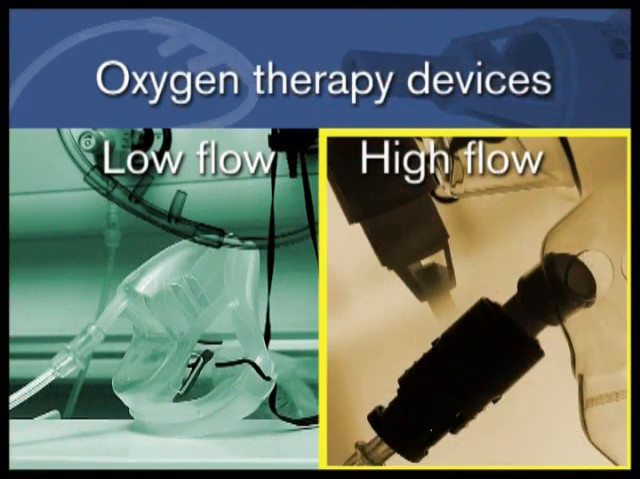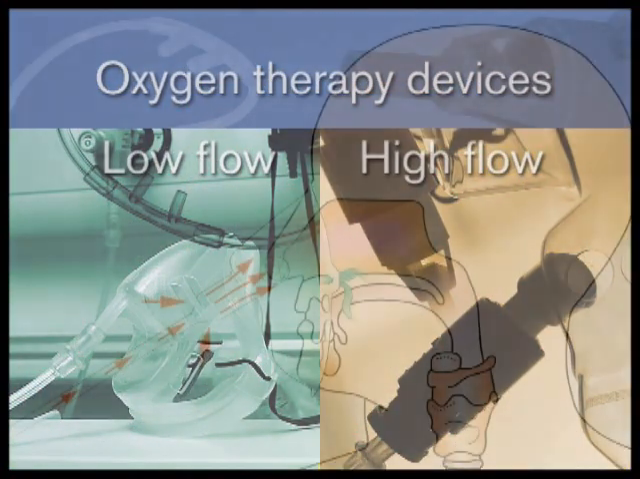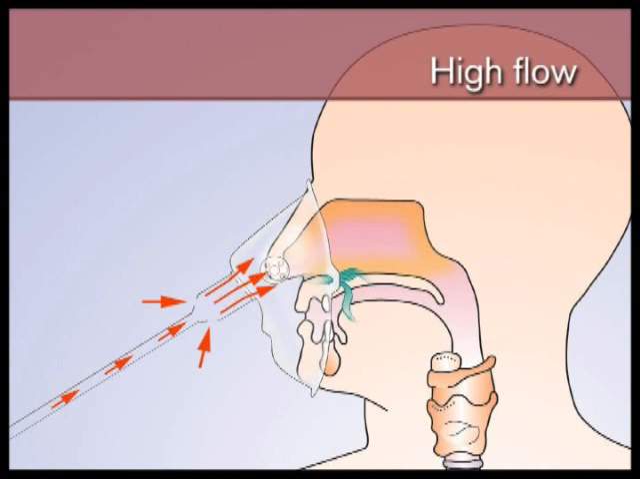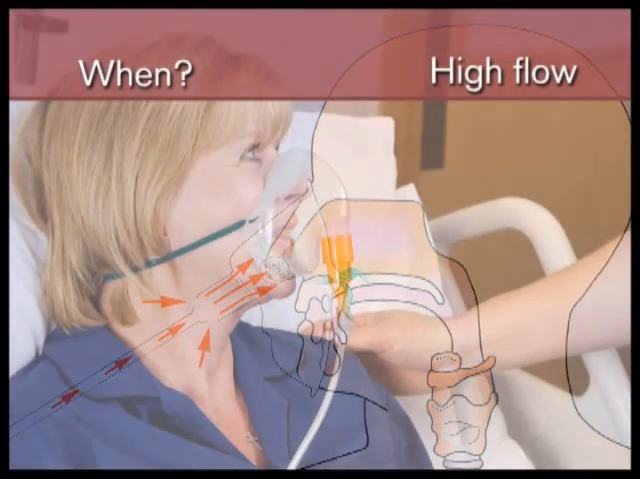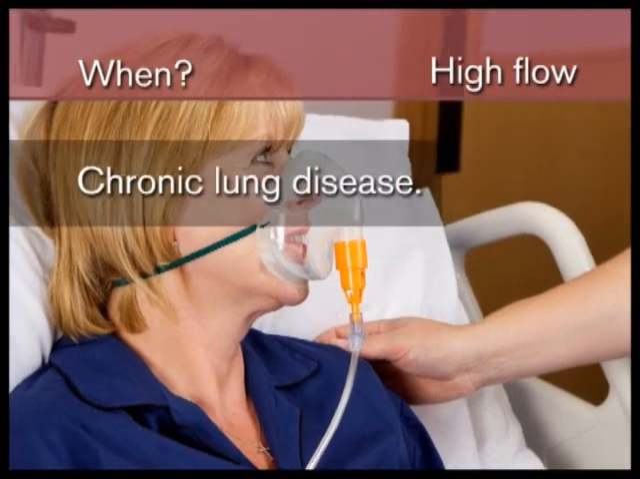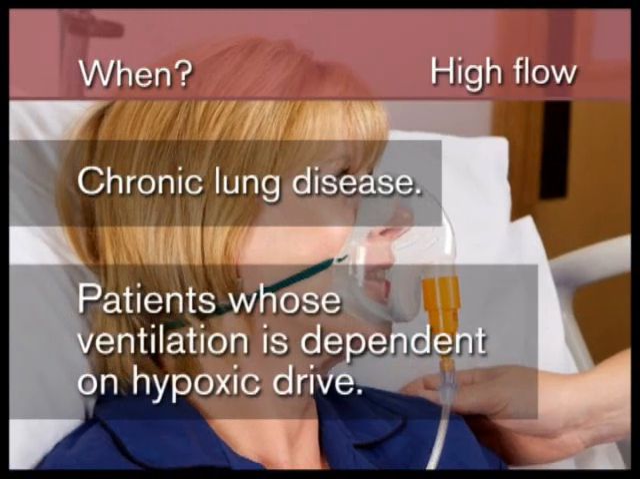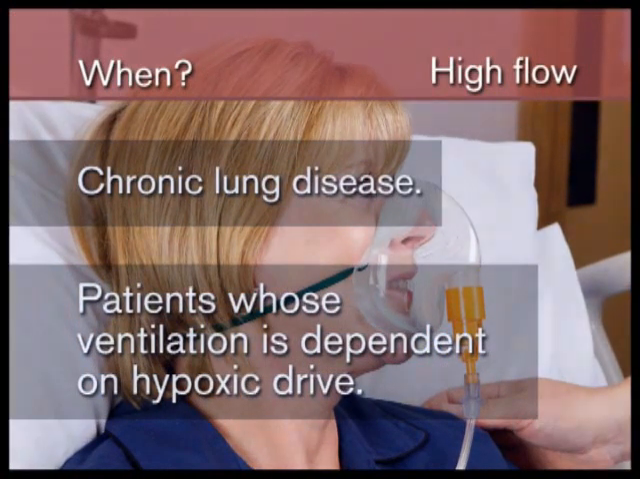Now let's look at the high flow devices. These provide sufficient flow of gas to meet all of the patient's minute ventilation requirements. Let's look at when a high flow device might be more appropriate. Patients with chronic lung disease and CO2 retention whose ventilation is dependent on hypoxic drive.